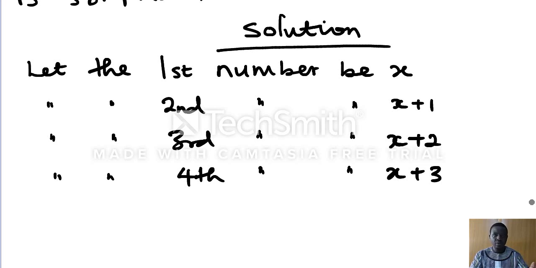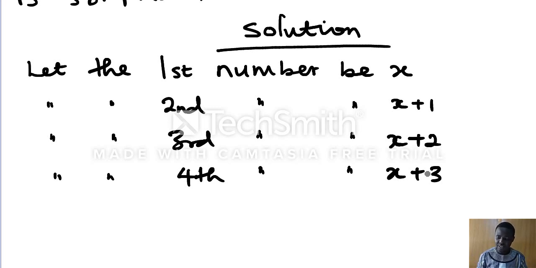Because we don't know the numbers, but we know that they are consecutive numbers, and consecutive numbers differ by 1. So if the first number is x, the second number will be x plus 1, the third number will be x plus 1 plus 1, which is x plus 2, and the fourth number will be x plus 1 plus 1 plus 1, which is x plus 3.